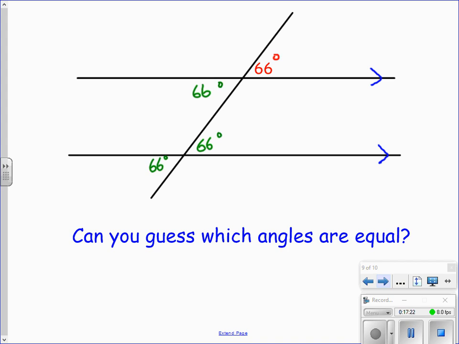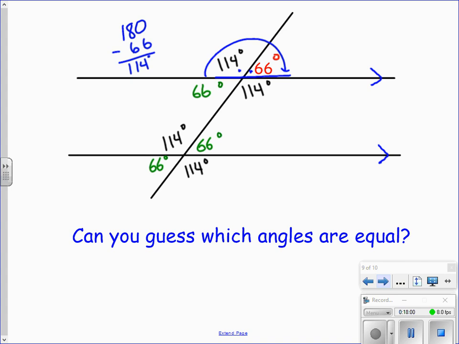The other ones are supplementary, so we're going to find them out. We're going to take 180 because this is a straight line right here, and this has got to be 180 degrees from here to here. 180 and subtract 66 is 114 degrees. So this angle here must be 114 degrees. The two of them have to add to 180. As soon as I know that this is 114, I also know that this is 114 degrees. And then I also know that these boys down here are 114 degrees. Now we've got all 8 of them filled in just by knowing the first one.